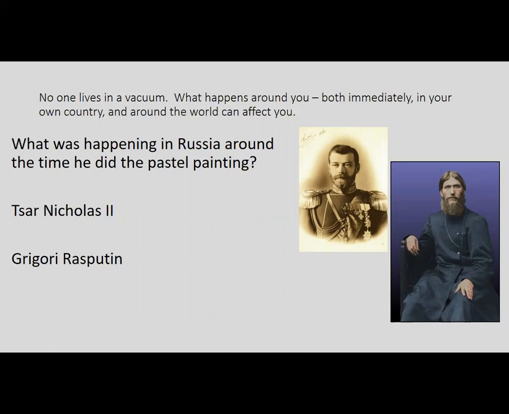So what was happening in Russia at that time, which is where Kazimir Malevich lived, in Ukraine, which was part of Russia back then? Russia was ruled by the Tsar Nicholas II at this time. And he's a cousin of King George V of England and Kaiser Wilhelm II of Germany.